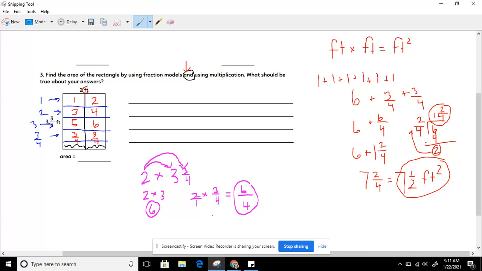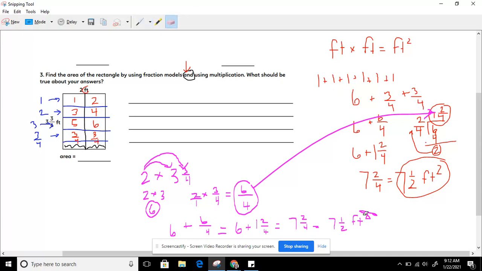Okay, then you take these two answers that we've circled and you add them together. 6 plus 6/4. Well, we know that 6/4, we did the math over here, is equal to 1 2/4. So really we're doing 6 plus 1 2/4, which we know is equal to 7 2/4, which can be reduced to 7 1/2 feet squared. We can't forget our units. Okay, and did we get the same answer? We sure did. Let me just fix that squared. There's our final answer. They match.